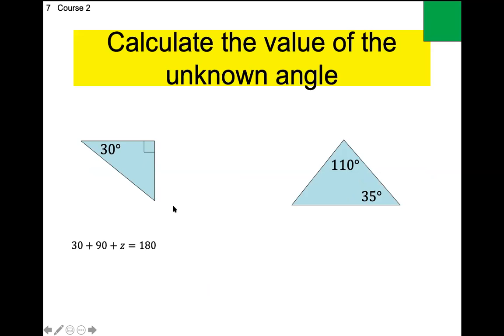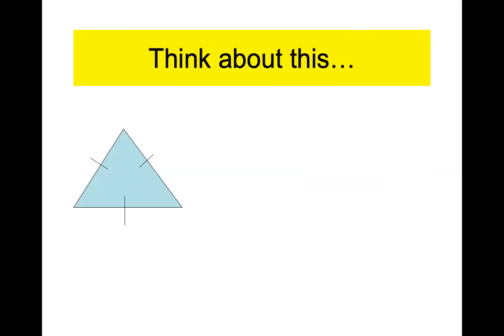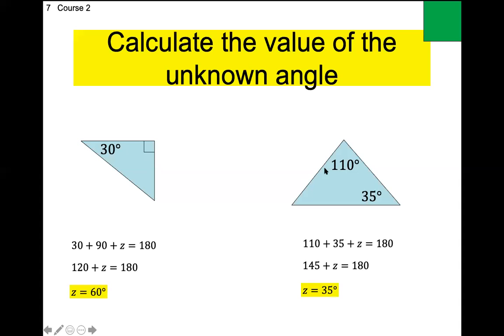60. That's a pretty easy one. We can do that one in our head. This one, let's see, 110 and 35 would be 145. 180 minus 145 is 35. So here's an example, Jaden, of an isosceles triangle: 35, 35, 110.